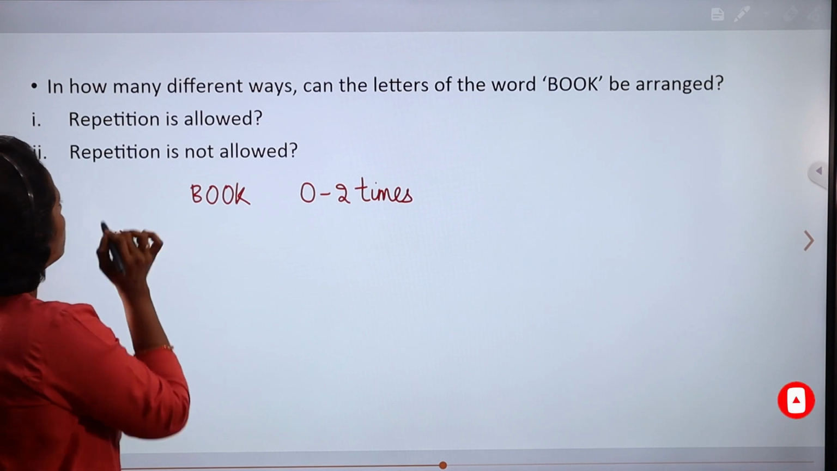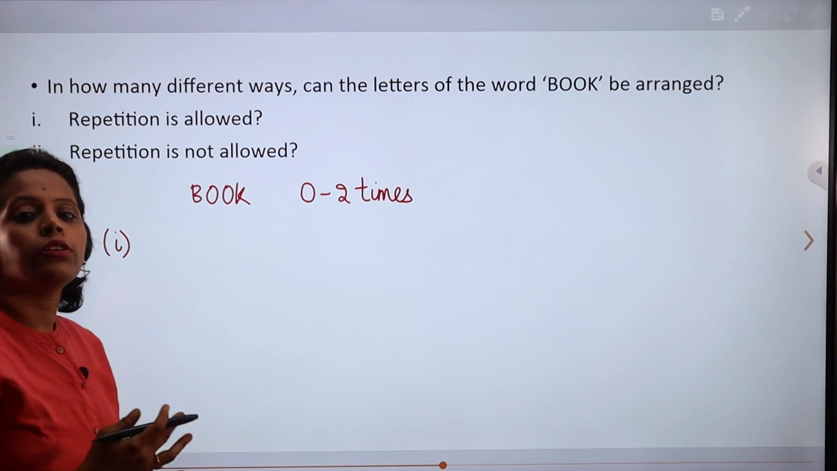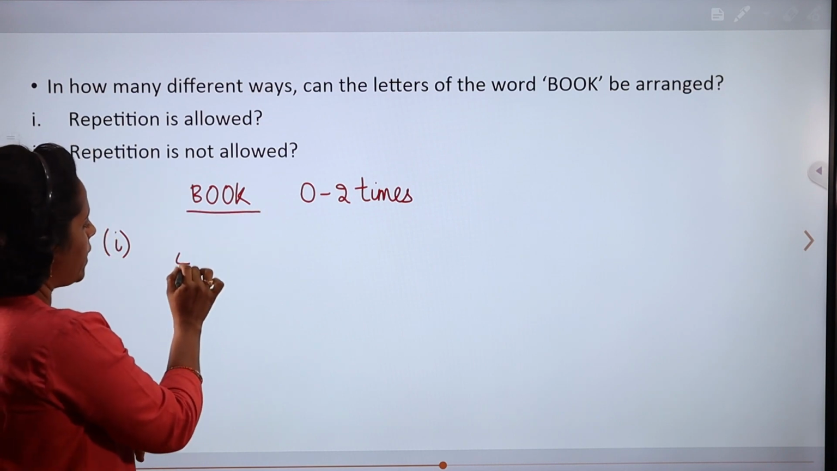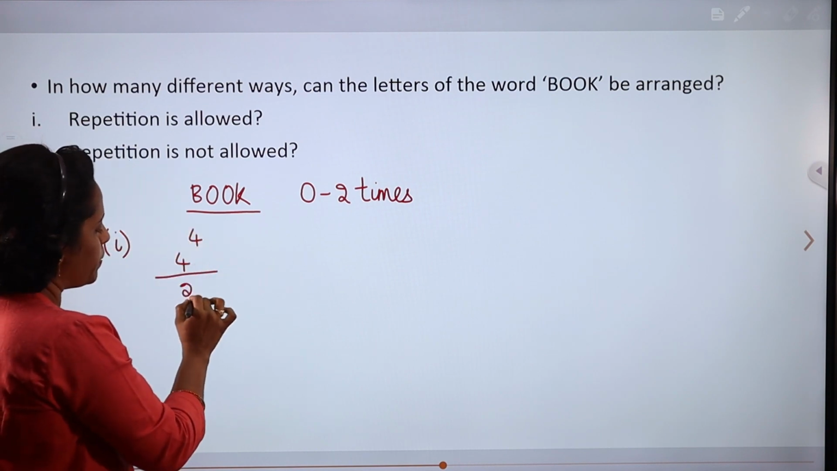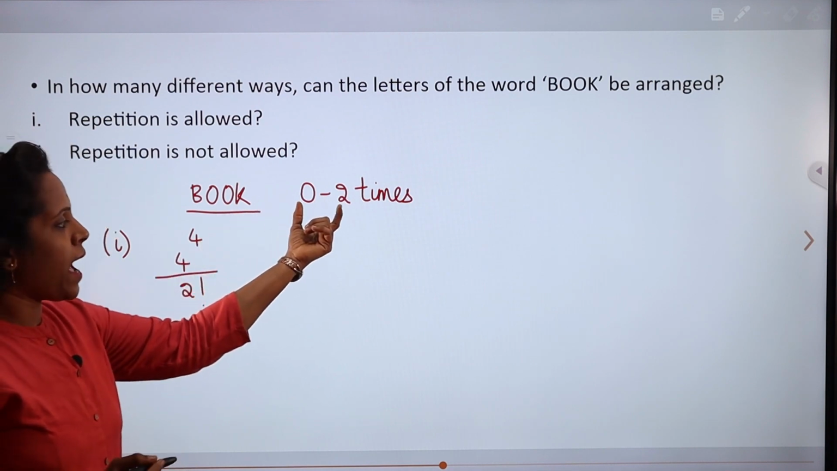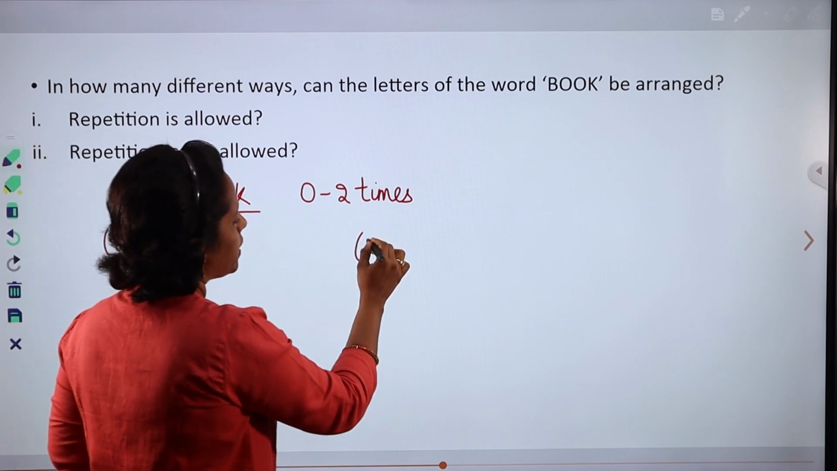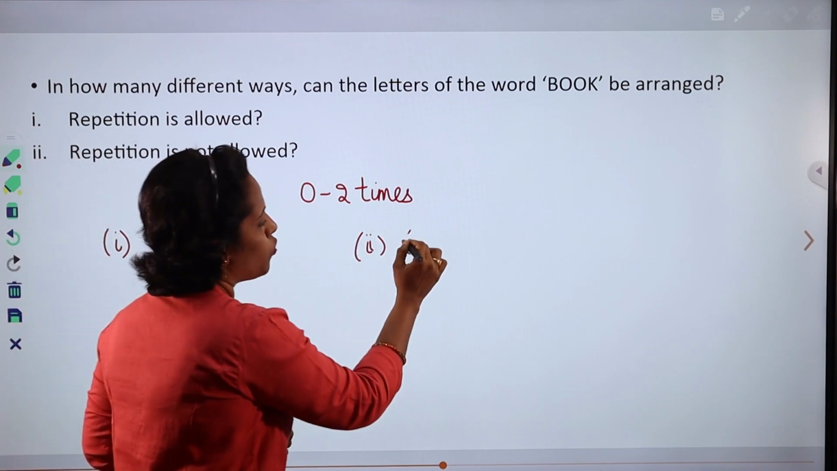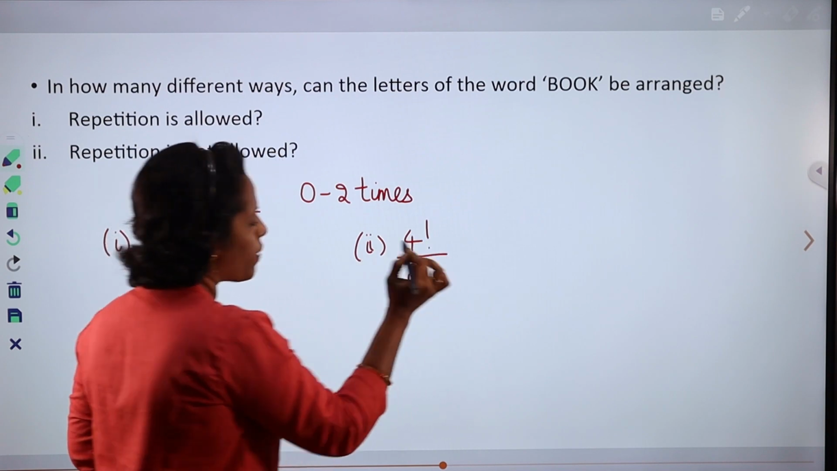The first case, when repetition is allowed. Whenever repetition is allowed, as I told you, we need to take the exponent. It is a 4-letter word. So I'll take 4 power 4 divided by O is repeated 2 times. So 2 factorial will be our answer because we have O repeated twice in the word book. Now when repetition is not allowed, as we know, 1, 2, 3, 4, 4-letter word. So 4 factorial divided by 2 factorial.